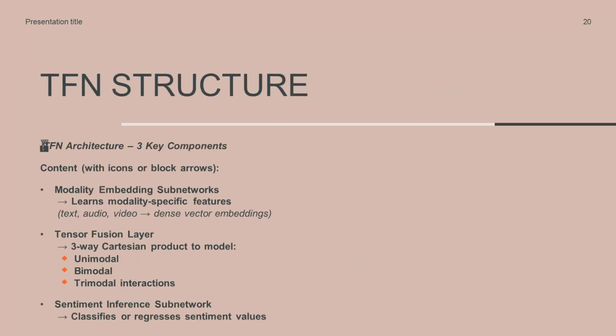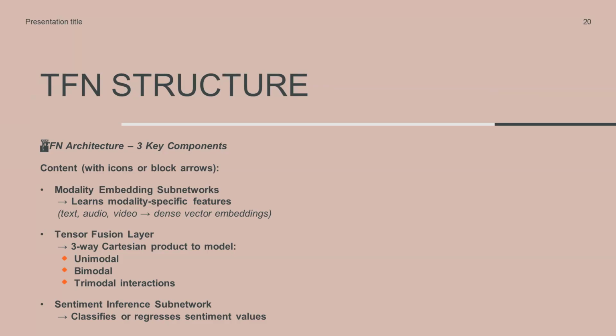TFN architecture structure. Let's break down the architecture of TFN into its three main components. One is the modality embedding networks, where each modality, text, audio, and video, passes through its own subnetwork. These subnetworks learn modality-specific features and produce dense vectors.